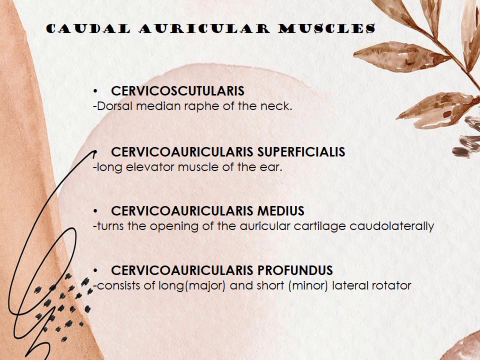Next is the cervico-auricularis medius. So it turns the opening of the auricular cartilage caudolaterally. So the last is the cervico-auricularis profundus, which consists of long and short lateral rotators or major and minor lateral rotators, which is near the base of the ear and terminates in the maxillary vein caudal to the termination of the superficial temporal vein of the dog.